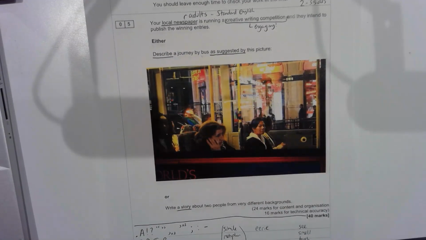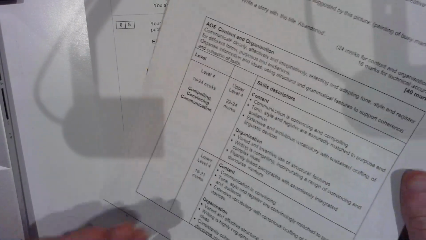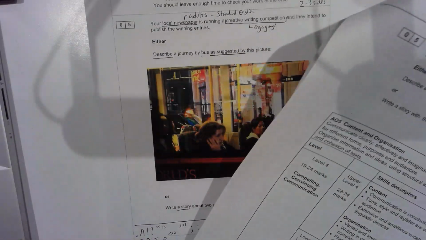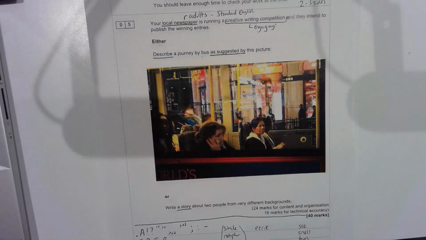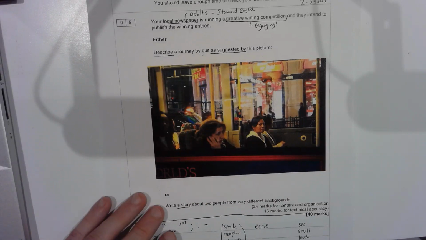You won't lose marks if you do any of the other bits and pieces, or if you go off topic as well. It doesn't mention anywhere in the mark scheme write about a bus. It doesn't mention anywhere that it's got to be at night time. Obviously it mentions purpose and audience, but the purpose is just a piece of engaging creative writing, so don't worry too much about the formalities there as well.